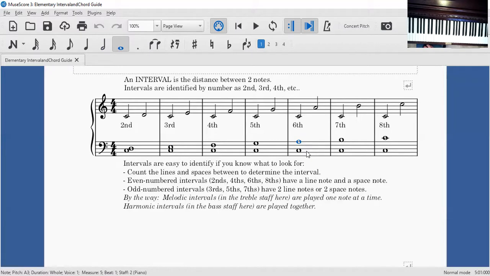They're a sixth apart. Here's an odd numbered interval, a seventh. C is a space. Goodness, B is a space too. What do you know? Here middle C is a line.